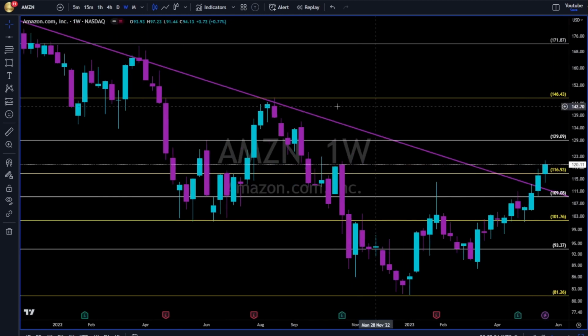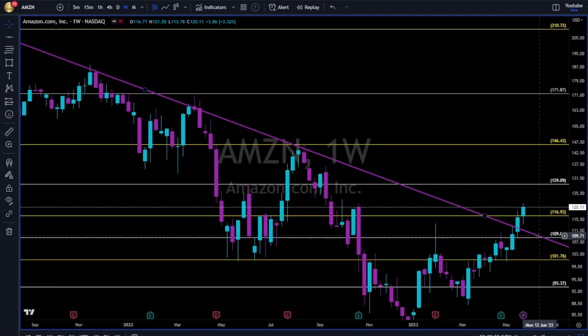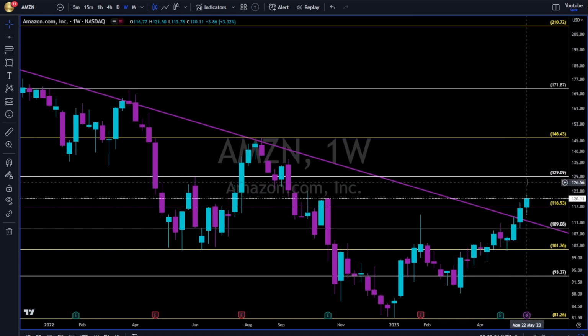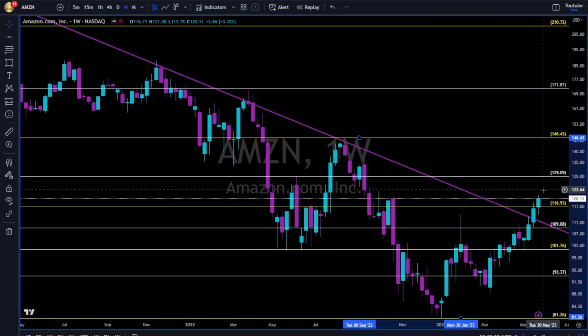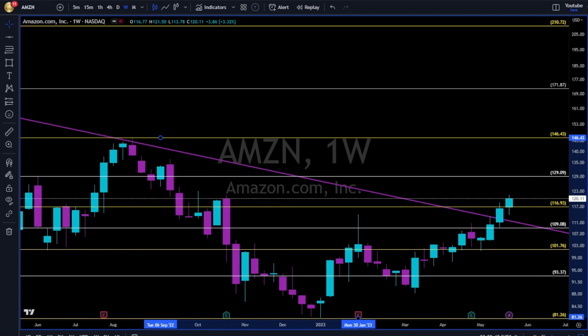Amazon, you know this purple trend line, and we said that once this purple trend line breaks to the upside, Amazon will get its own bull run. Now 130 to the upside is next. We might get some kind of retracement back to the downside, retesting this purple trend line as support before the next leg up.